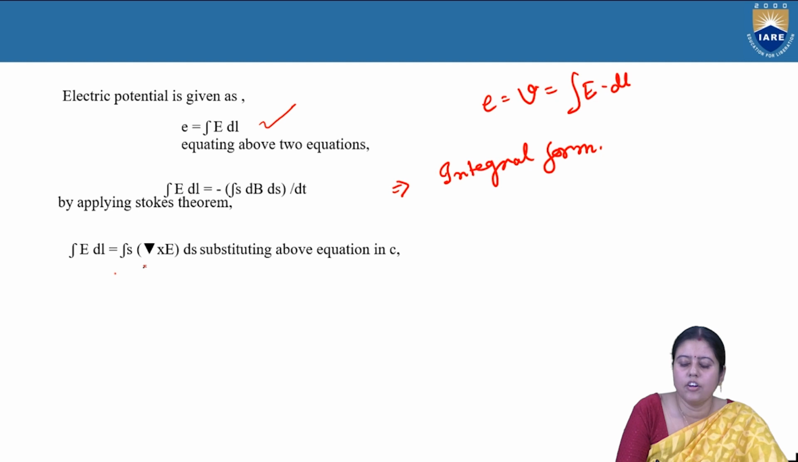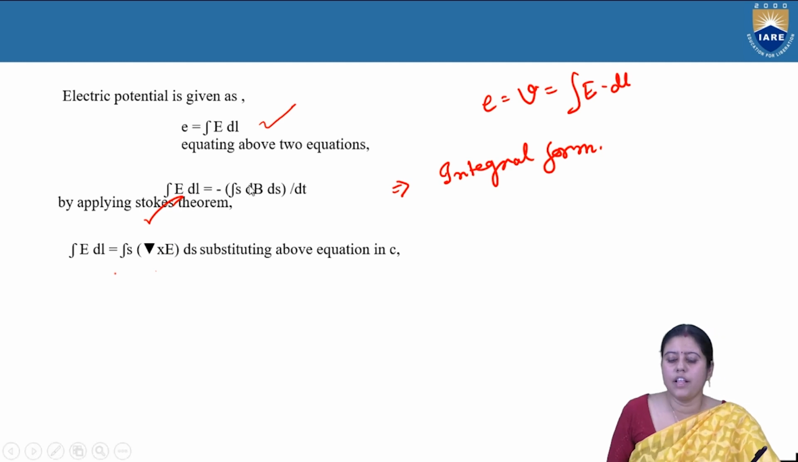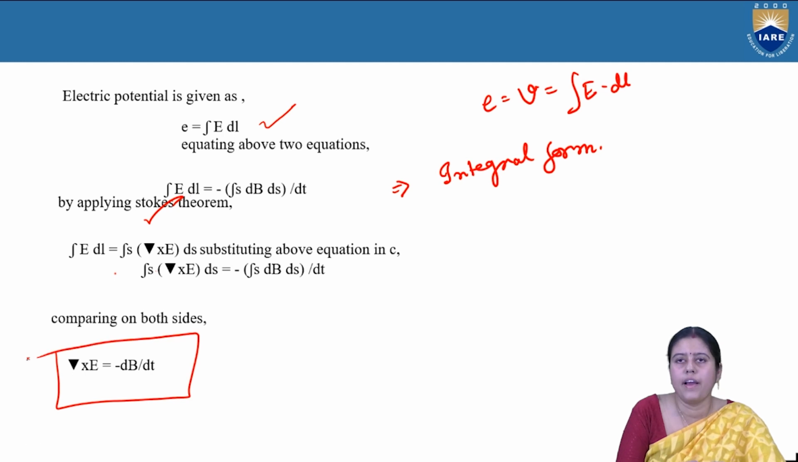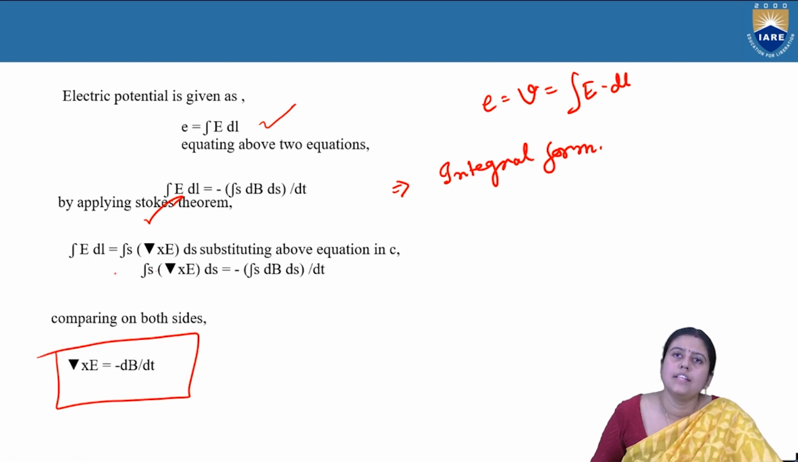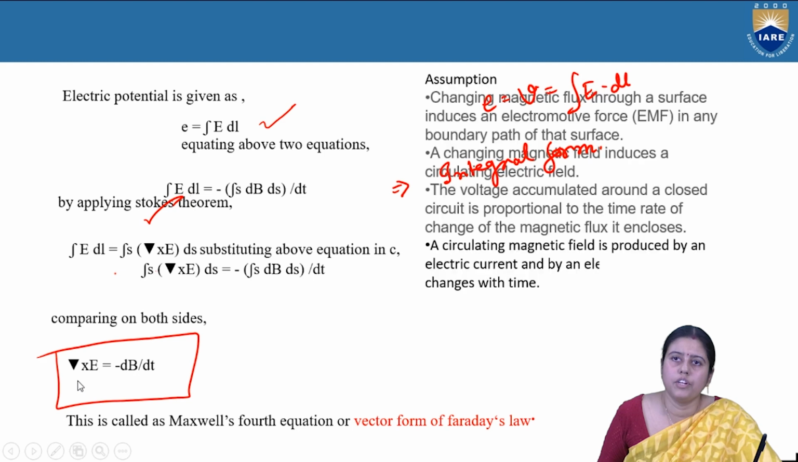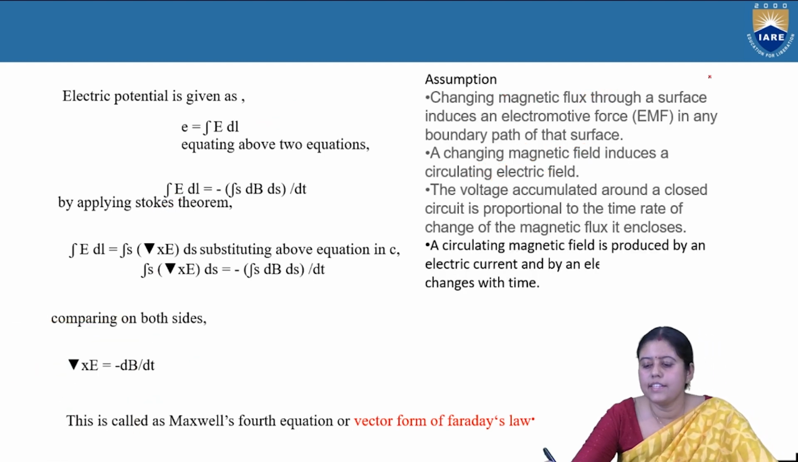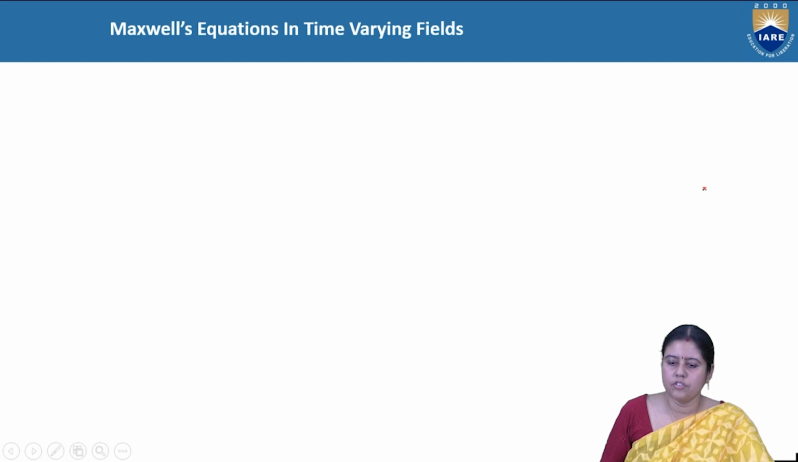Now, again if we use Stokes theorem, E dot dl is equal to grad cross E dot ds. So grad cross E is equal to minus del B by del T. This is Maxwell's fourth equation. So what are the assumptions we are taking? Changing the magnetic flux through the surface induces an electromotive force, and the changing magnetic field induces a circulating current. So these are the assumptions we are taking.